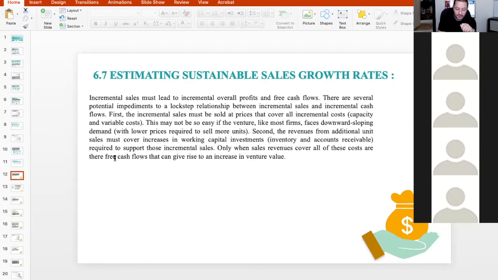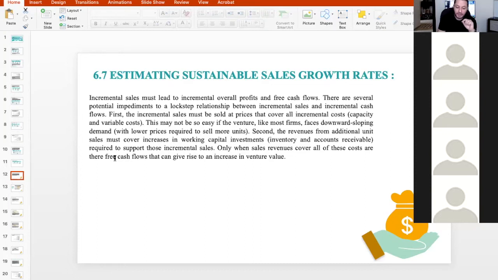So there are several potential impediments to a lockstep relationship between incremental sales and incremental cash flows. يعني في معوقات كثيرة تخلي الاثنين مو دائما عندهم علاقة إيجابية. أحيانا بتزيد في الأرباح، بس في نفس الوقت بتعاني مشاكل في الكاش فلو، والعكس بالعكس.